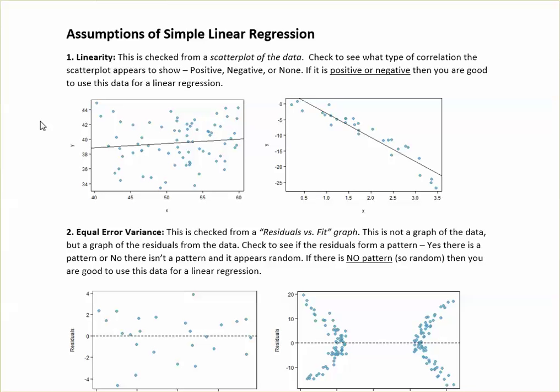Hi everyone, this is Kona, and in the video that I made where I talked about how to do the simple linear regression in Minitab, I talked about how you have to make sure that the four assumptions of the simple linear regression are met in order to move forward and use the data. So this is where I'm going to actually talk about these four different assumptions and how you can check them.